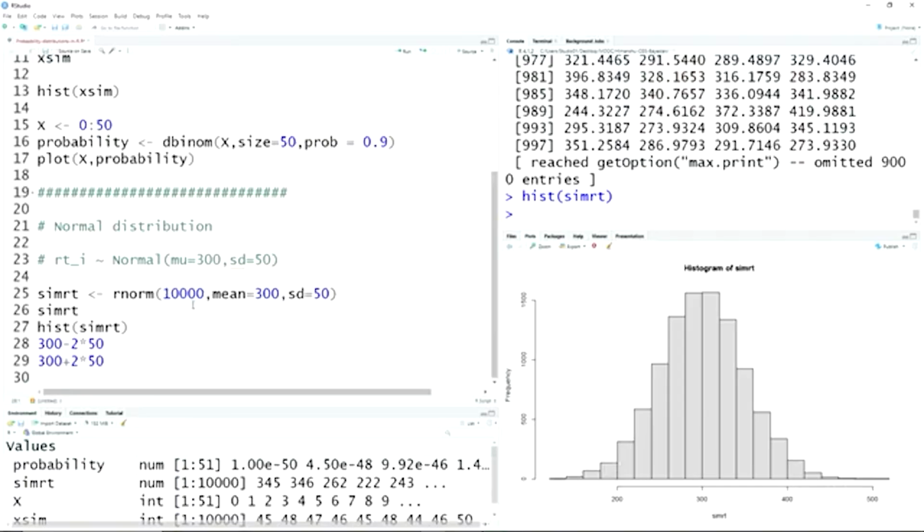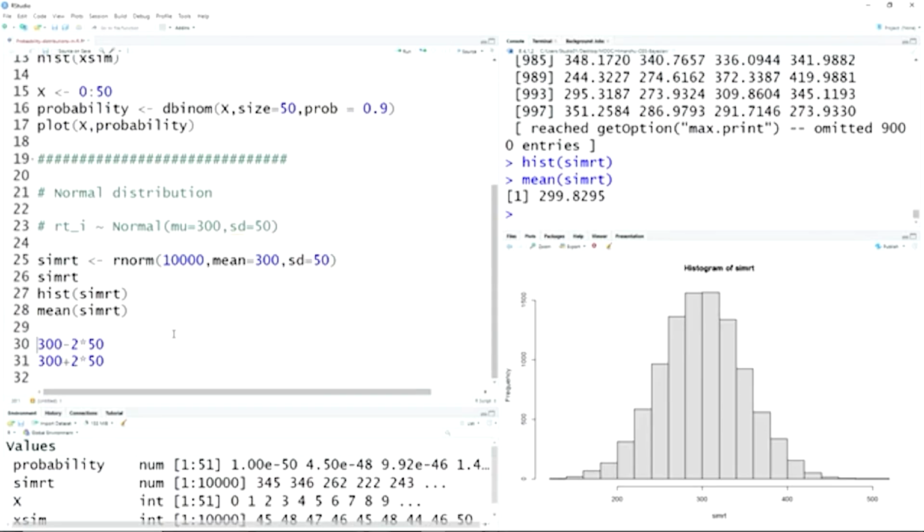All right. By the way, if you calculate the actual mean of these data, this won't be exactly 300. It comes out to be 299.82. Can you tell me why it is not exactly 300? Because you are drawing a random sample from this generative process. So what happens when you draw a random sample? You randomly draw 10,000 values from a normal distribution with mean 300, SD 50.